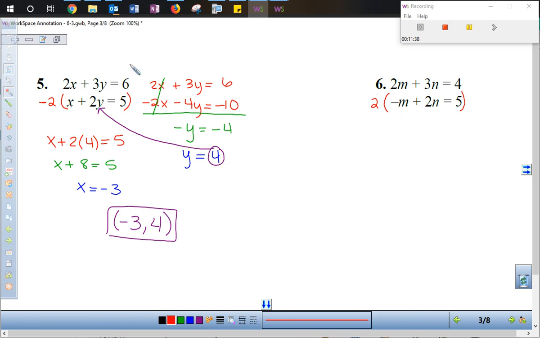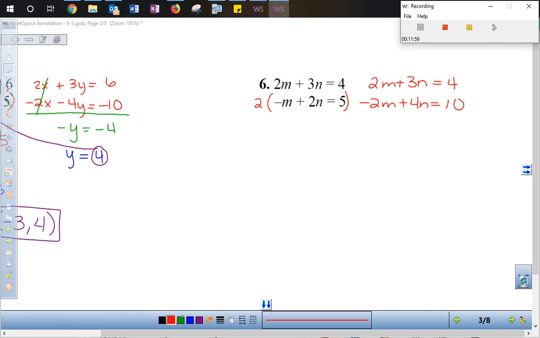Notice that this is different than the previous equation because this one's already negative. I don't have to multiply it by negative 2. I can leave it as positive. So what I'd like you to do now is pause the video and come up with your two equations over here on the right-hand side.